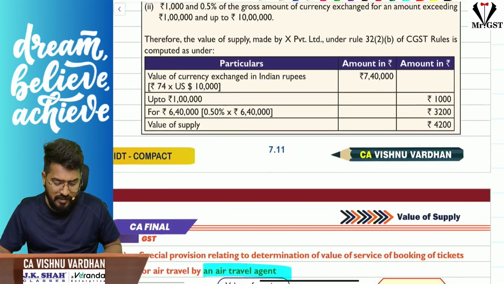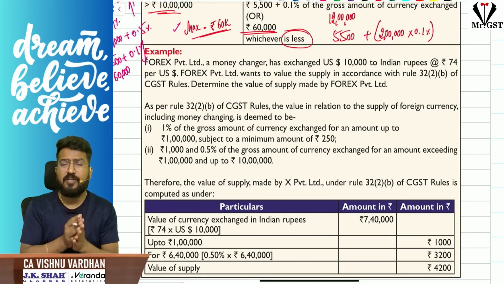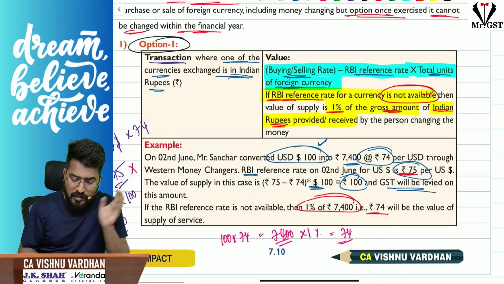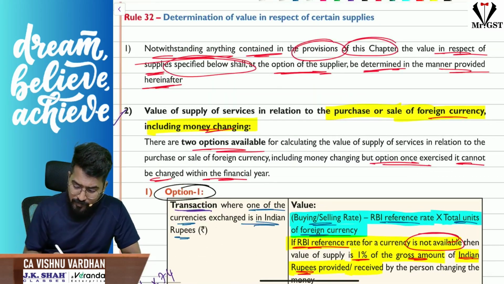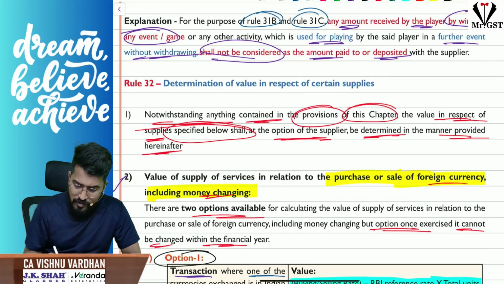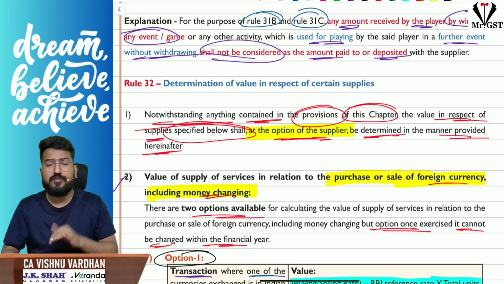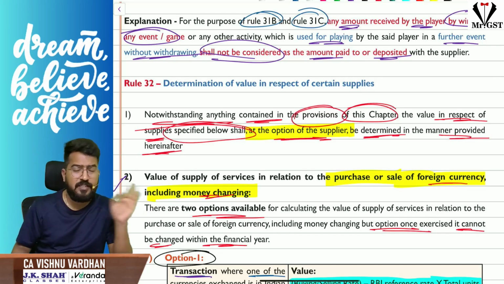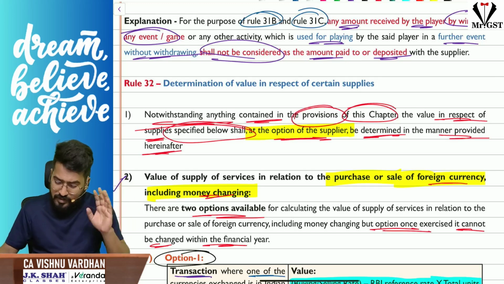Please understand, whatever is given in rule 32 is optional to the supplier. If he wants to follow these rules, he can follow them. Otherwise, on whatever consideration he is getting, he can straight away pay GST. That is the concept. So we are done with forex dealers.